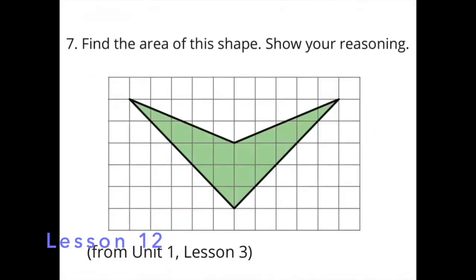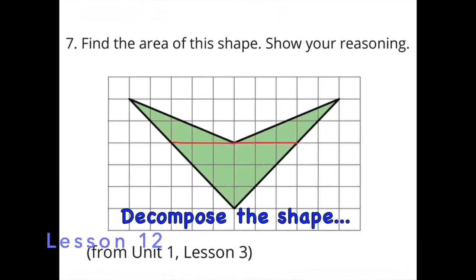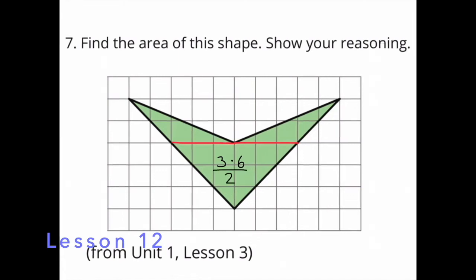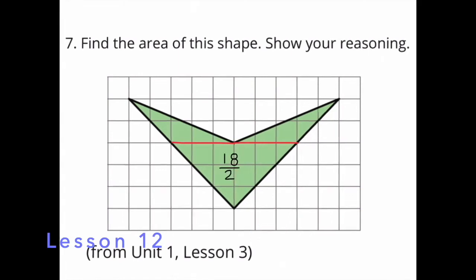Number 7. Find the area of this shape. Show your reasoning. First, I'm going to decompose the shape. Doing this formed 3 triangles. The dimensions of the larger triangle on the bottom is 3 by 6. The area of that triangle is 18 divided by 2, since 3 times 6 is 18. And 18 divided by 2 is 9. The area of this triangle is 9.